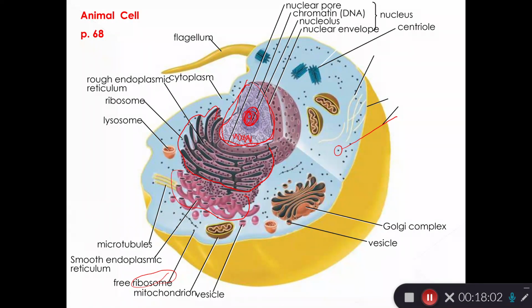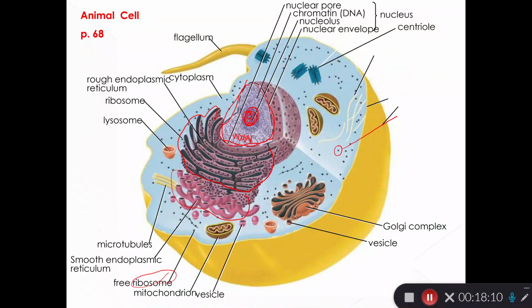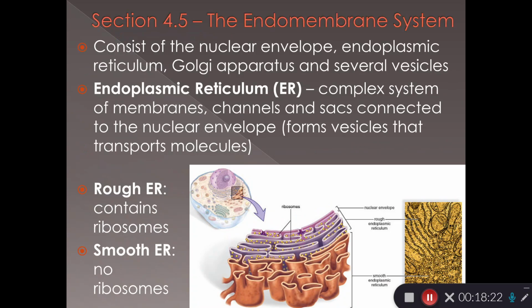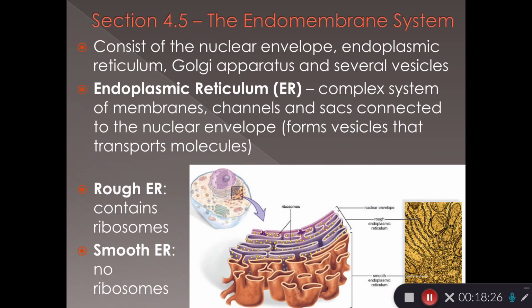That's where lipids are made, so it's shiny and smooth. It functions to produce lipids. The rough ER functions to transport the proteins. Okay, it tells you there, the rough and the smooth ER.